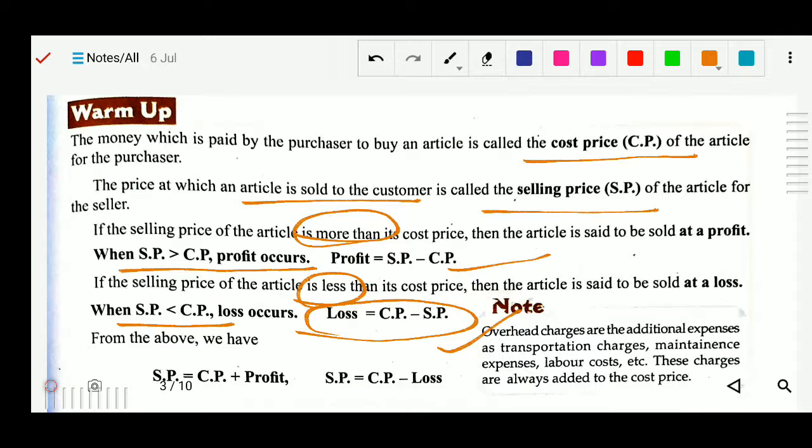Now one more thing you should know: overhead charges are additional expenses such as transportation charges, maintenance expenses, labor costs, etc. These charges are always added to the cost price. Suppose you buy a refrigerator, which is very big in size, and at the shop you pay 5,000, but from that shop to your home you hire some vehicle, so you give some charges, labor charges also you give, so all of that will be added to your cost price only. It is very important.